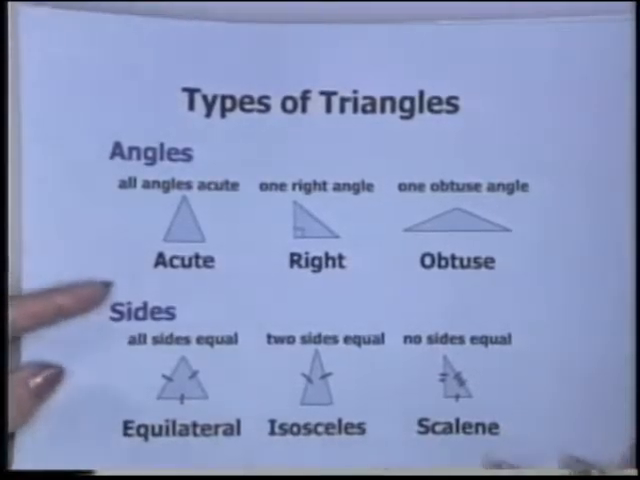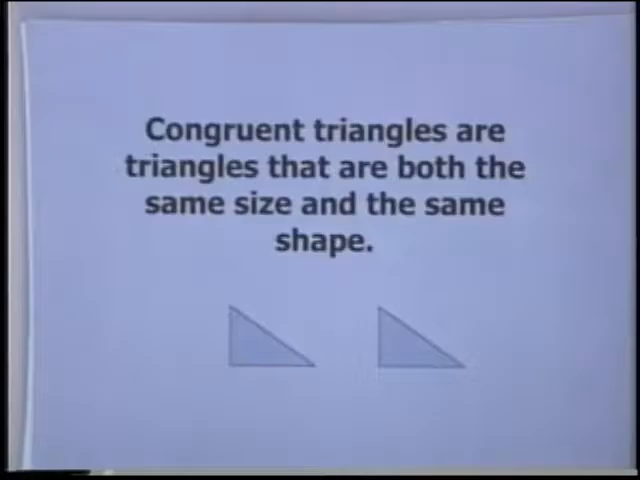The next triangle relationship that we should understand is congruent triangles. Congruent triangles are triangles that are both the same size and the same shape. Do those look like they're the same size and the same shape?